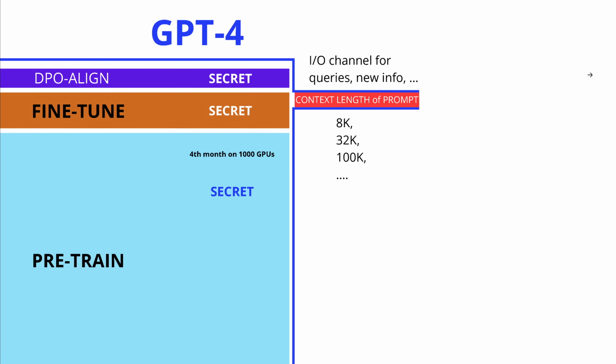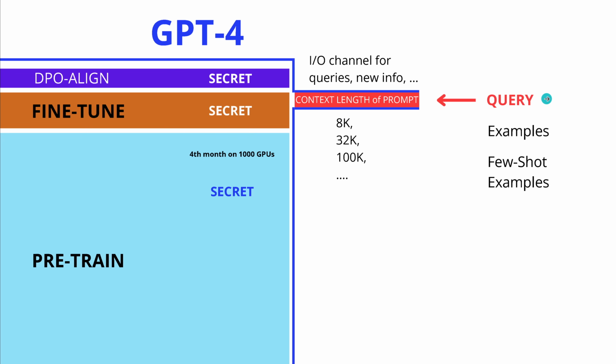So to make it a little bit more to scale, we have GPT-4. Let's say it's a trillion trainable parameter model. And then we have the context length of the prompt, our I/O channel for queries to add new information. So 8K, 32K, 100K, and the development goes on. So now we talk about the second building block of AI: your real communication channel to the AI system that you can use.